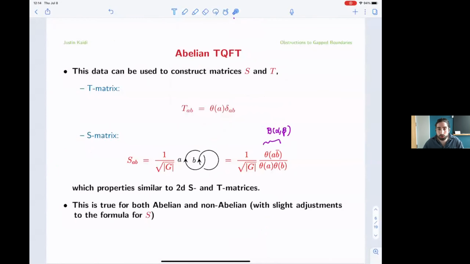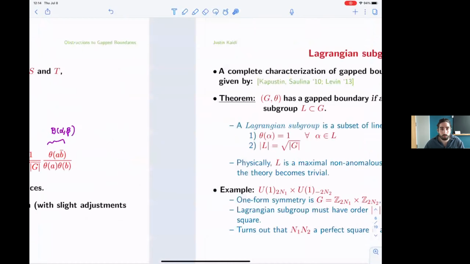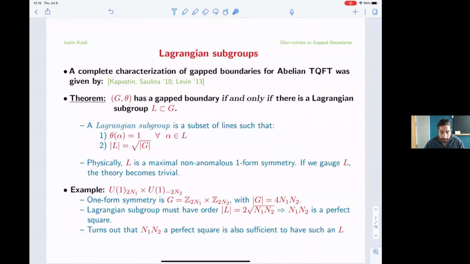Okay, so I've just told you about the sort of ingredients in Abelian TQFT. And I would now like to return to the question of gapped boundaries. So when does an Abelian TQFT admit a gapped boundary? And actually, this question has already been solved. And I'm now going to quote the known result. Okay, so these authors, Kapustin and Saulina, and in these papers as well, obtained a complete characterization of gapped boundaries, which is summarized in the following theorem.